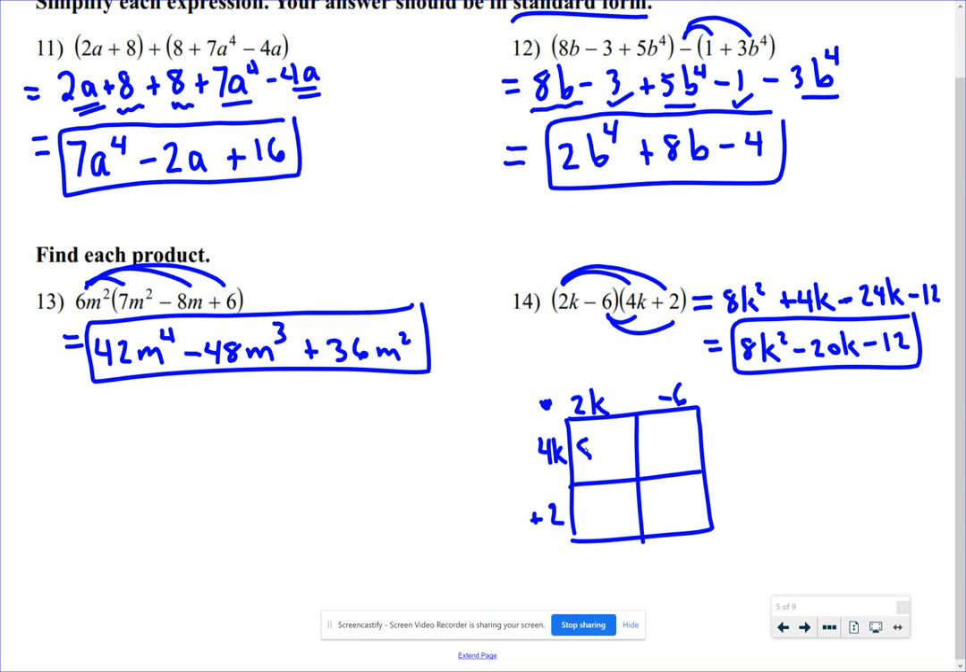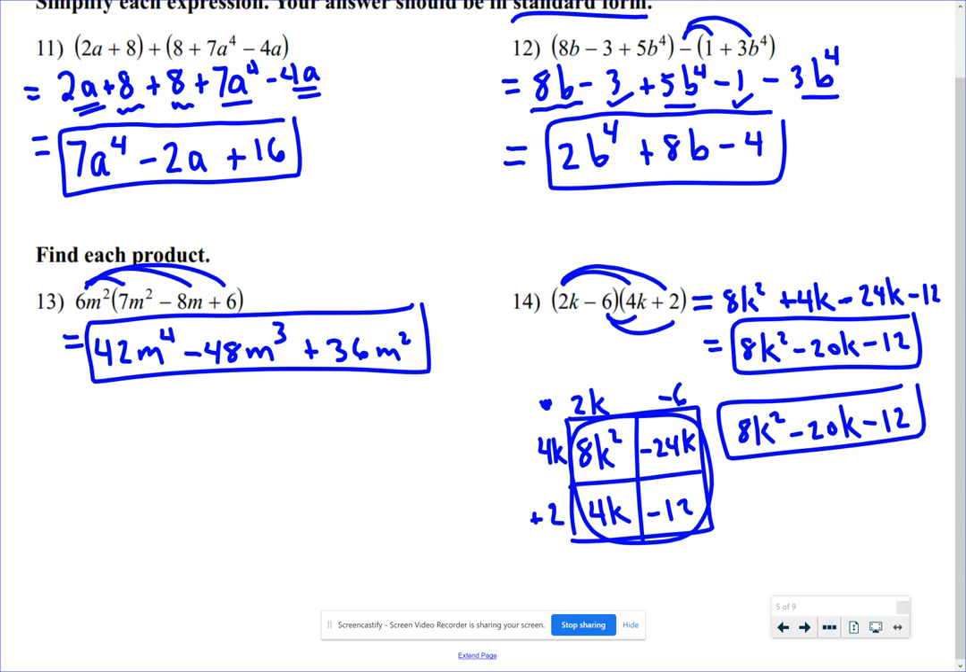So we do 2k times 4k, which is 8k squared. We do 2k times 2, which is 4k. It's positive. We do 4k times negative 6, negative 24k. And then we do 2 times negative 6, which is negative 12. And then we add these 4 terms that are in the box. So we get 8k squared. Negative 24k plus 4k is negative 20k. And then we have our minus 12. And look, we get the same answer that we had up above. So either way we do it, we get the same answer. You only need to do it one way, but you should get the same answer either way you do it.